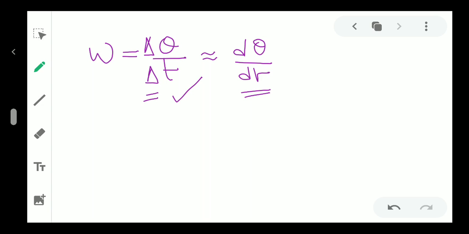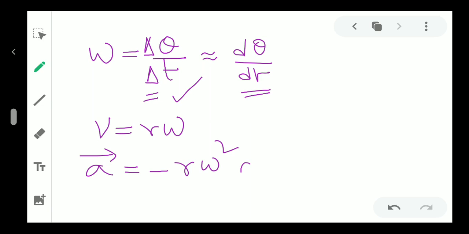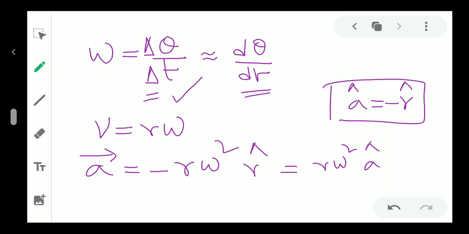And one more thing, that is V equal to R omega, that I have also seen. And acceleration is, so I'm writing the vector one only, acceleration is R omega square R cap, or we can write R omega square A cap, where A cap, the direction of acceleration, is opposite of that of the R cap. So these three things we have learned.